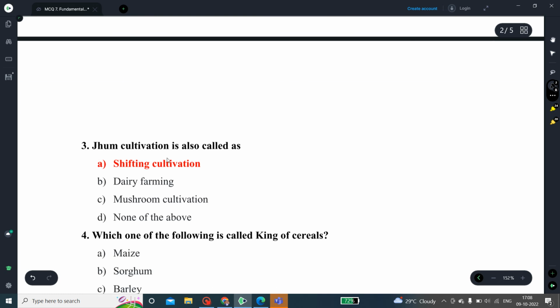And jhum cultivation is also called shifting cultivation. This system of cultivation is practiced mostly in the humid tropics, mostly in the northeastern states of India, like Nagaland, Manipur and other areas. In this system, they cut the forest, cut the trees and burn them in situ. After burning, the ash is incorporated in the soil to increase the fertility of the soil. The crops are grown for 2 or 3 seasons, and after that, they shift to a new place. That is called shifting cultivation.